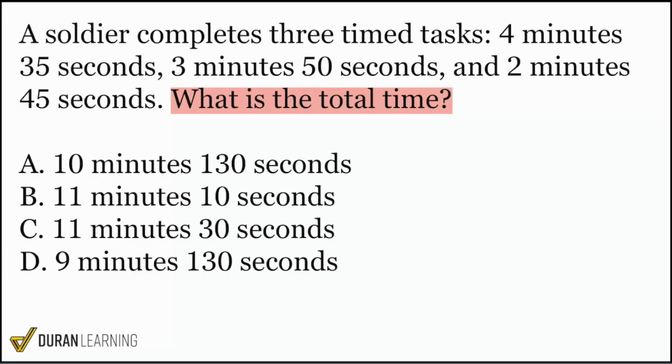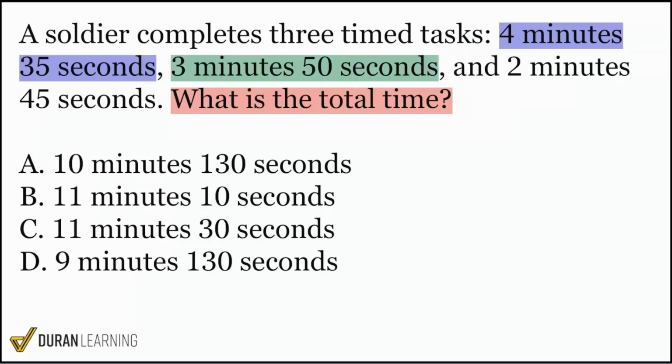It seems to me that we're presented with times, right? I'm just looking at this and it's saying, hey, a soldier completes 3 timed tasks. We have task number 1 here at 4 minutes and 35 seconds. Then we have task number 2 at 3 minutes and 50 seconds. And then lastly, we have task 3 at 2 minutes and 45 seconds. So when we have these 3 activities or tasks, to get the total, we're just going to go ahead and add these up. That's it. So let's go ahead and do that.